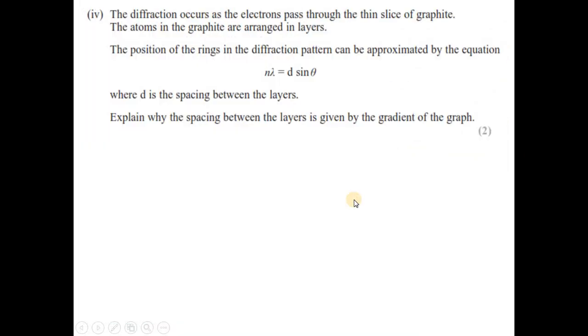The diffraction occurs as electrons pass through the thin slice of graphite. The atoms in the graphite are arranged in layers. The position of the rings in the diffraction pattern can be approximated by the equation n lambda equals d sine theta, where d is the spacing between the layers. Explain why spacing between the layers is given by the gradient of the graph.